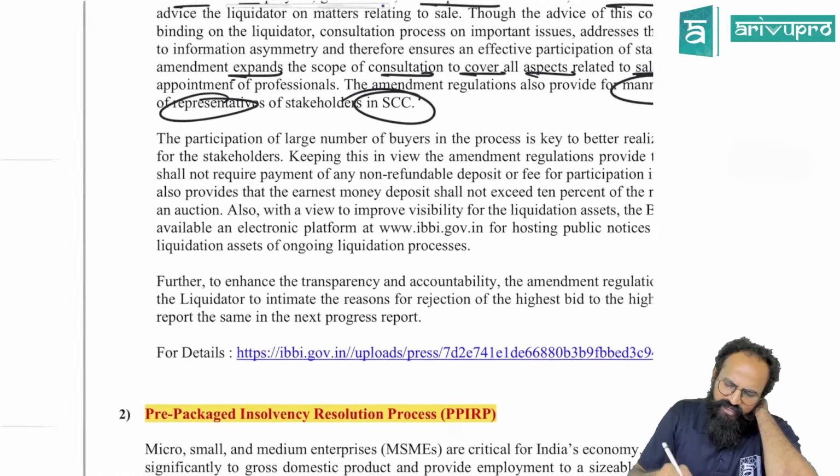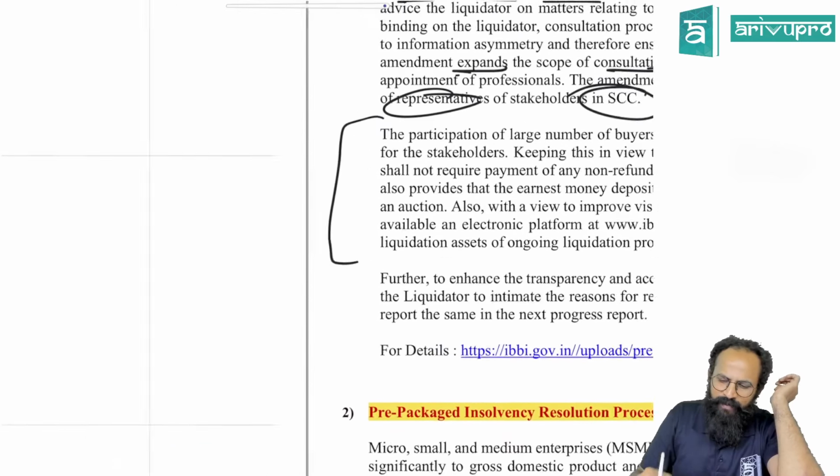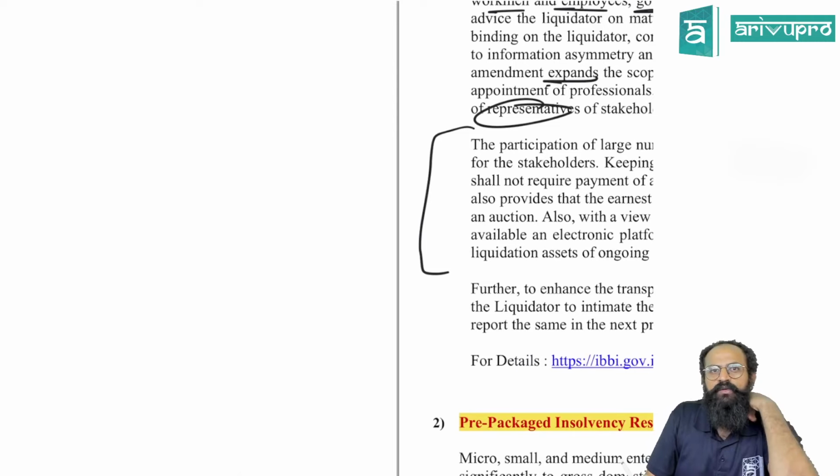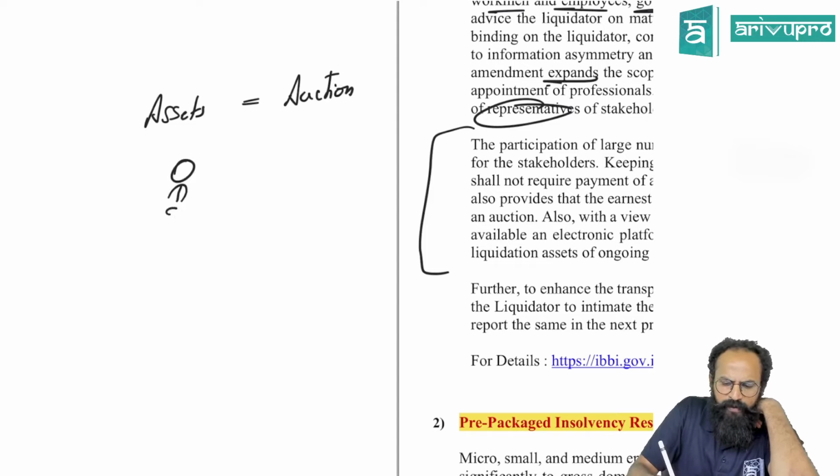Now there is one amendment. Now in this part, they will not ask from all of this. Now what is this, sir? Earlier, whenever a liquidator is appointed, what will he do? He will take all the assets of the company. He will conduct an auction. In the auction, we want more people to participate.